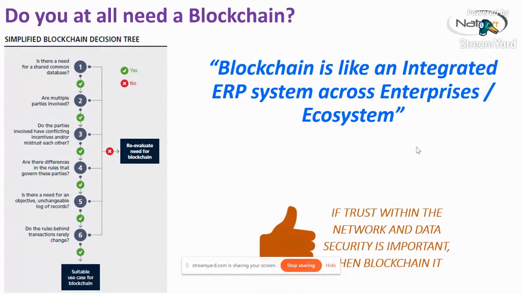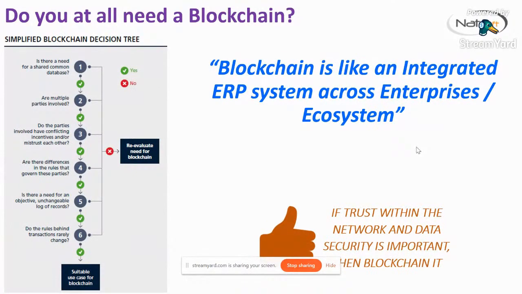The sixth one is, you do have smart contracts, you do have rules of the transaction, but these rarely change. So if that is the case, then you put the rules once and then basically follow through. If these are all yes, then you think that there is a case for a blockchain. Now, the other thing is, if trust within the network and data security is important, then most likely you would blockchain it, right?